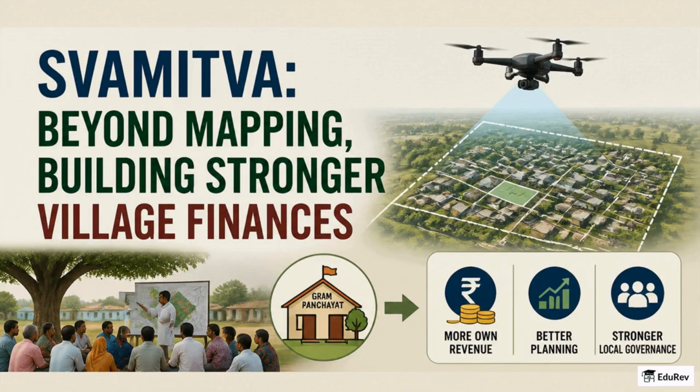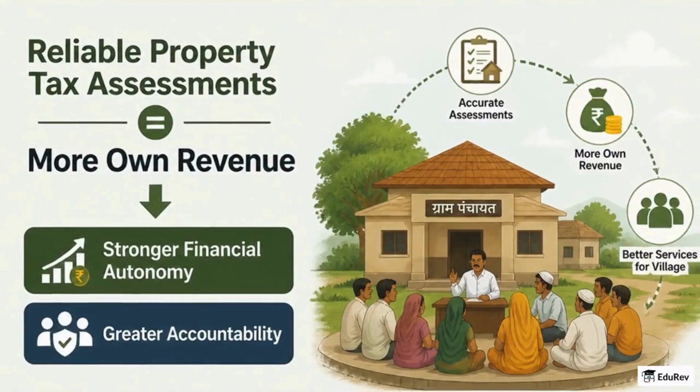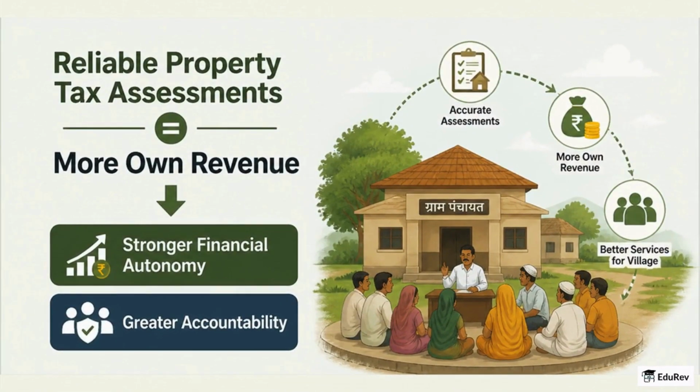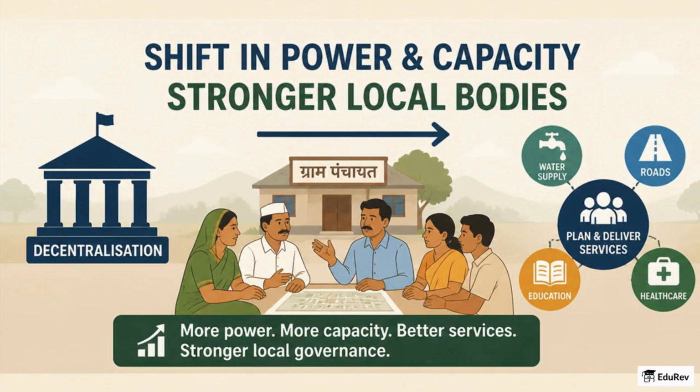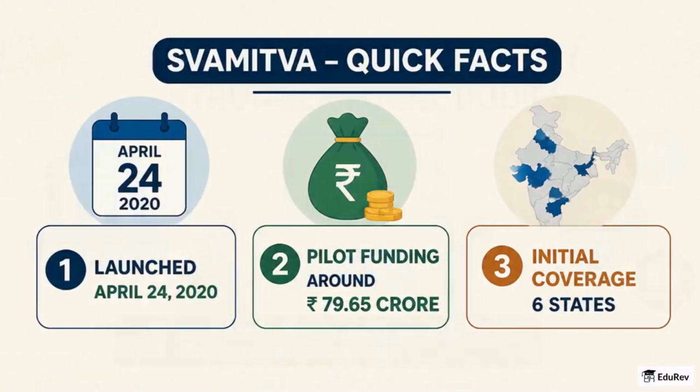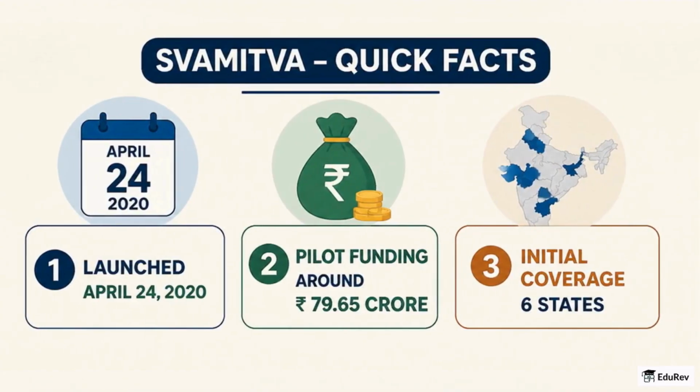Swamitva is not just a mapping exercise. It can strengthen fiscal federalism at the village level. When property tax assessments become reliable, Gram Panchayats can earn more own source revenue, boosting their financial autonomy and accountability. That shift changes the power and capacity of local bodies to plan and deliver services, which is a high value point in UPSC answers. Quick facts to cite in an answer.